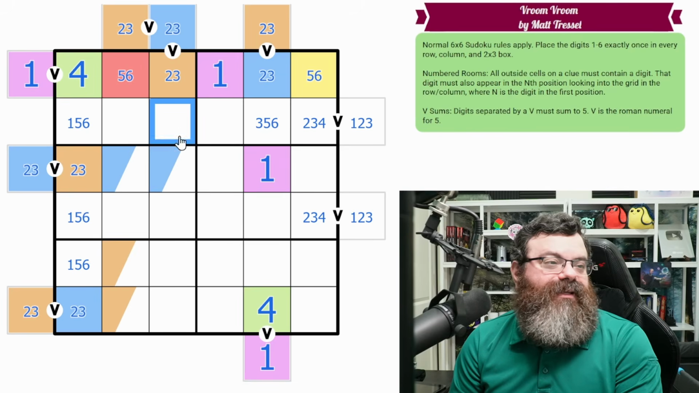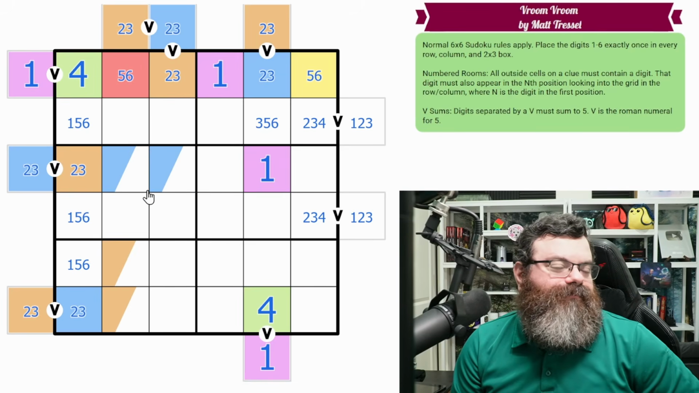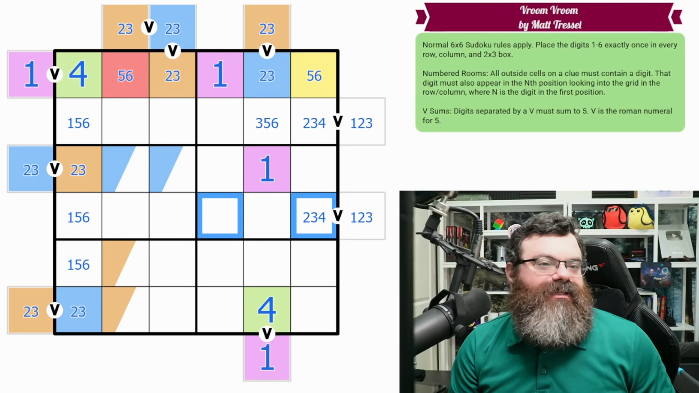Okay, this is 2 or 3. This is 2 or 3. Blue's in one of these two. It still works out. Okay, never mind. But blue's in one of these two. Blue is in one of these two.